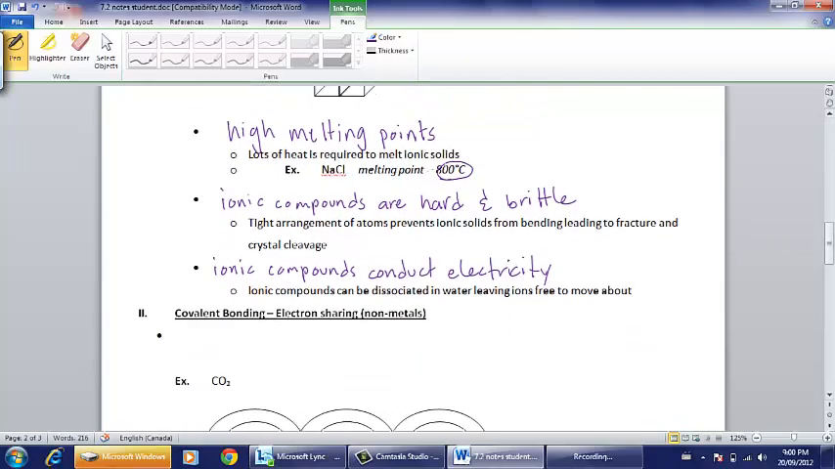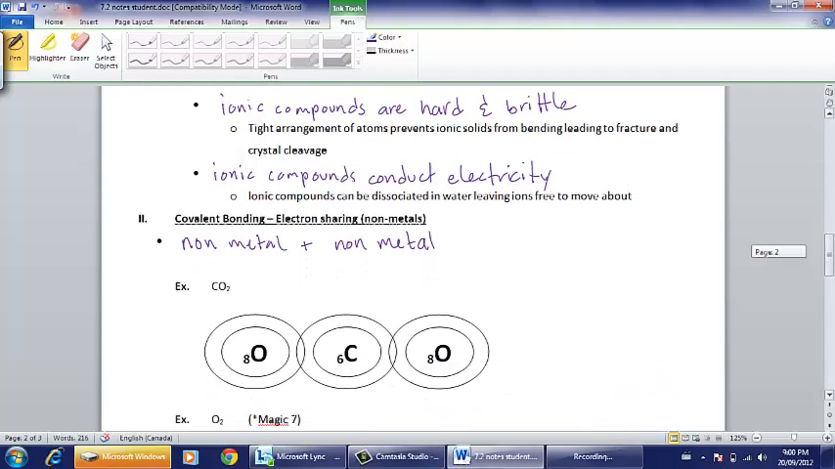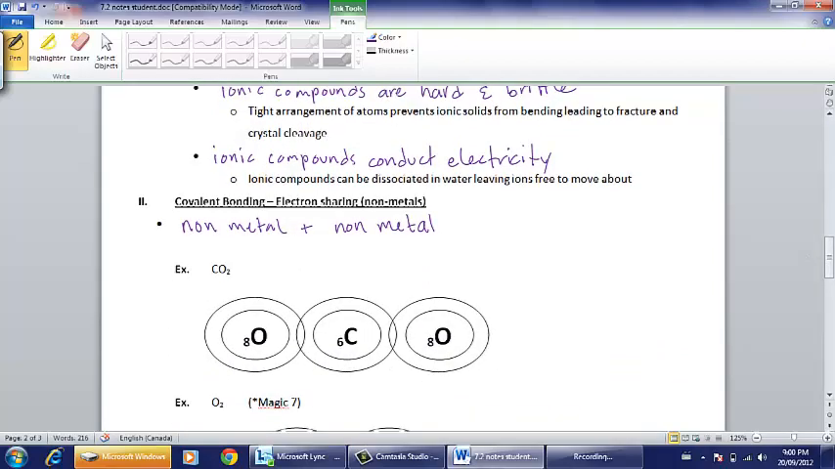Now we're going to look at covalent bonding. Covalent compounds form between two nonmetals. So I'm going to write nonmetal plus nonmetal. Here's an example of carbon dioxide. In covalent compounds, instead of transferring electrons, they share electrons. So nonmetal and nonmetal share electrons.